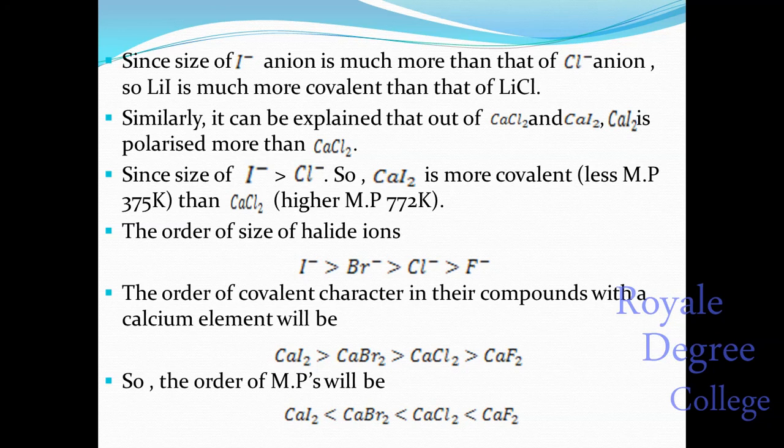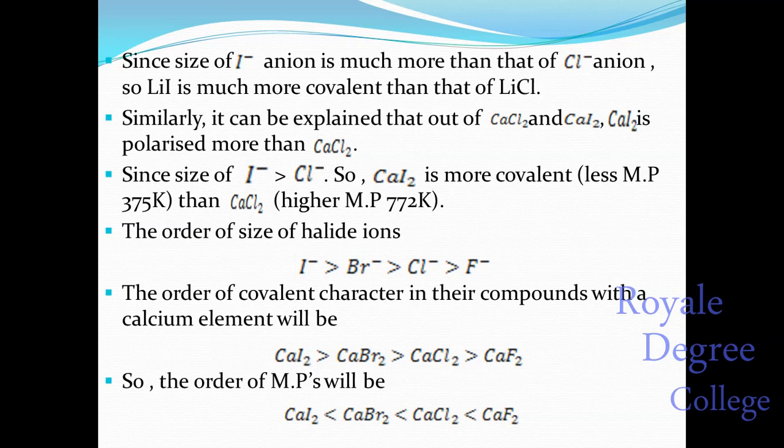The order of covalent character in their compounds with calcium will be like this. Calcium iodide shows more covalent character than calcium bromide. Calcium bromide shows more covalent character than calcium chloride. Calcium chloride shows more covalent character than calcium fluoride.